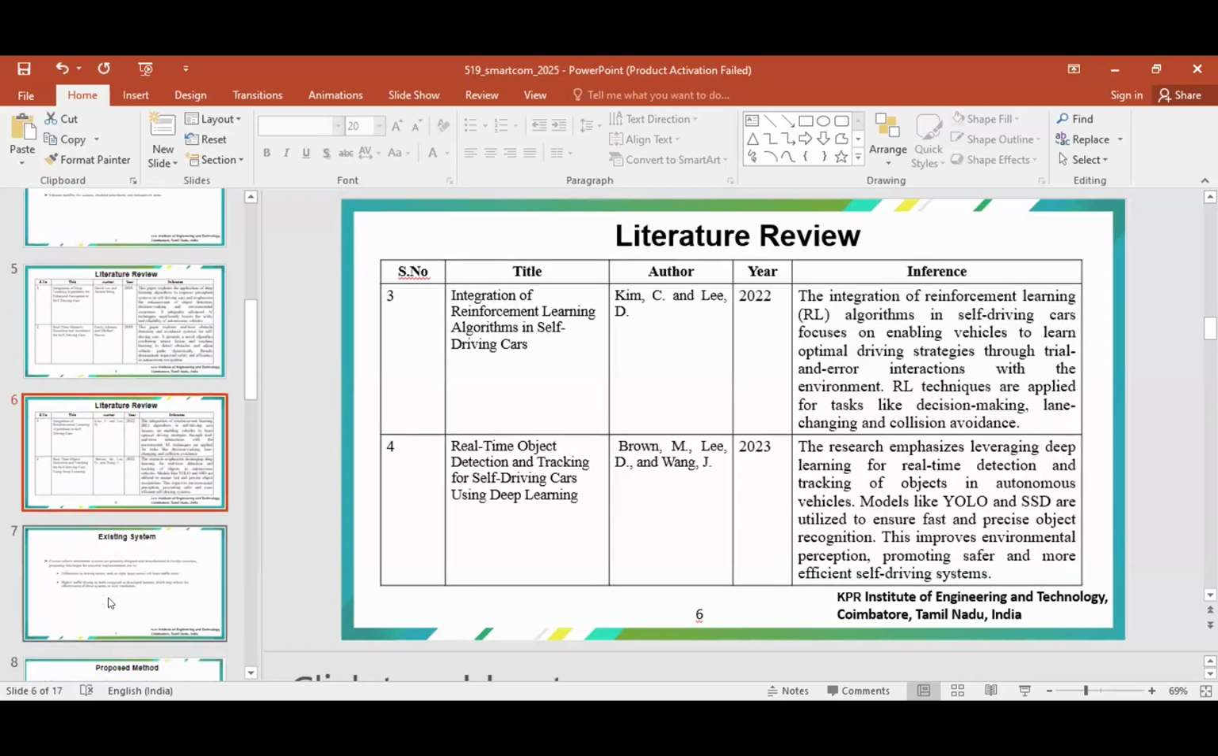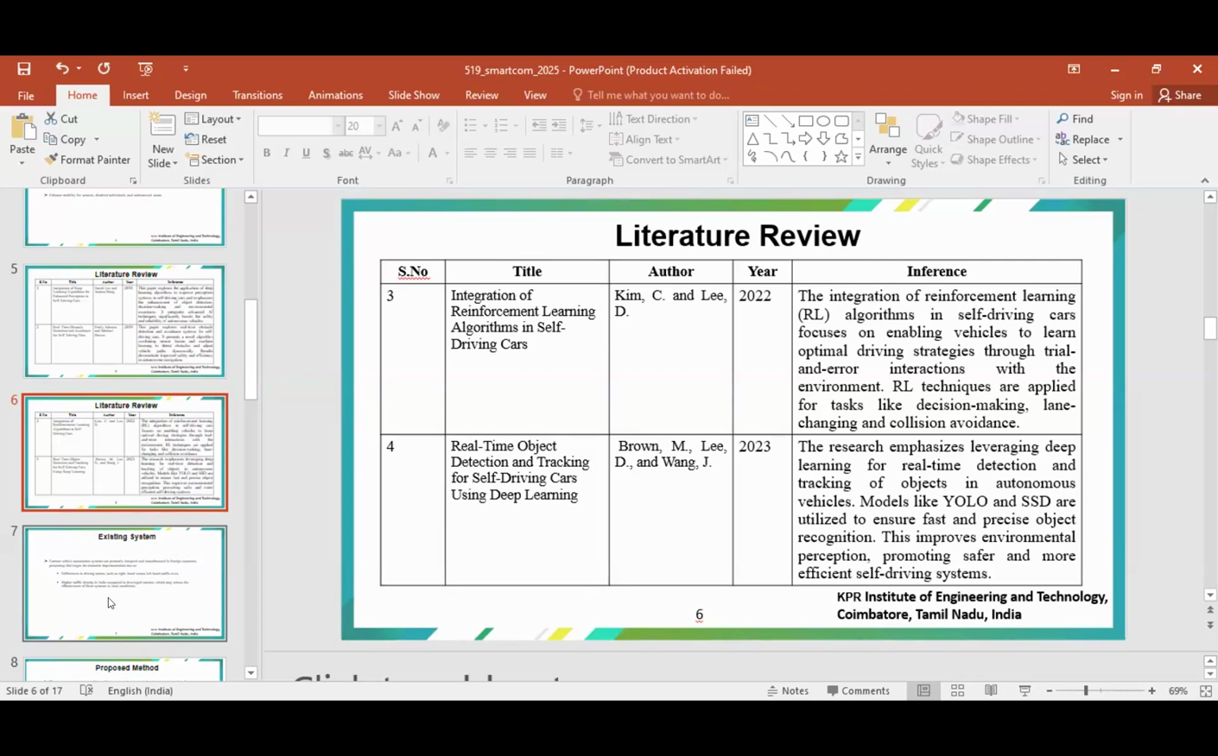And here are another two papers. This one covers the integration of reinforcement learning algorithms in self-driving cars. It was published in 2022, and it focuses on enabling vehicles to learn optimal driving strategies through trial and error interactions with the environment. RL techniques, that is reinforcement learning, are applied for tasks like decision making, lane changing, and collision avoidance.